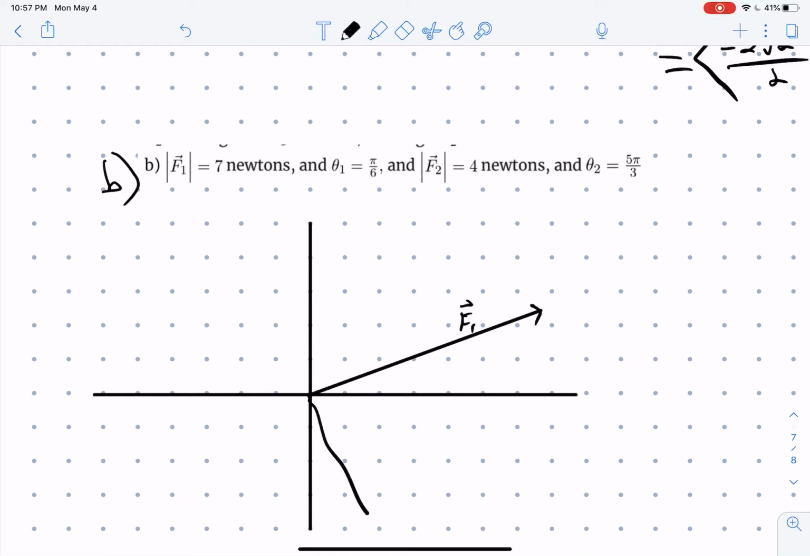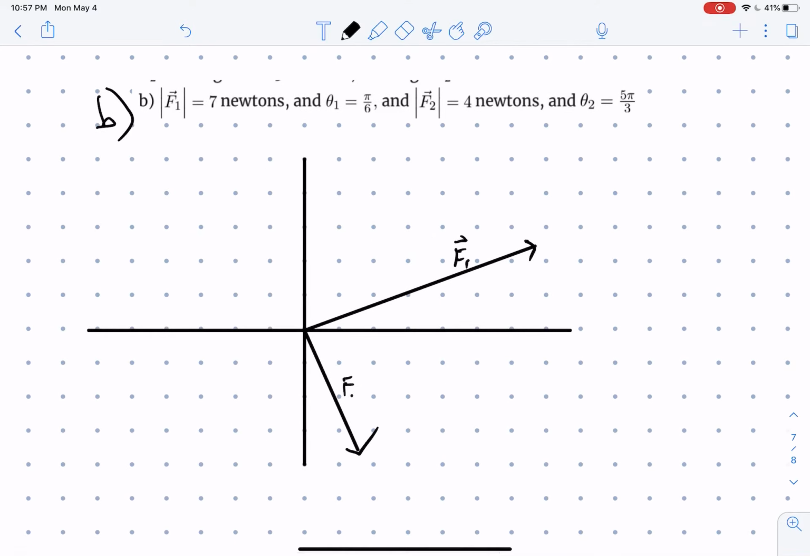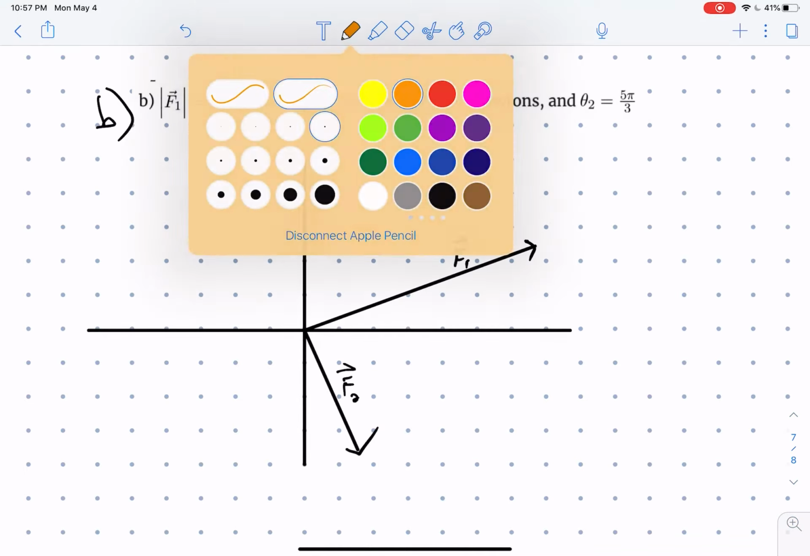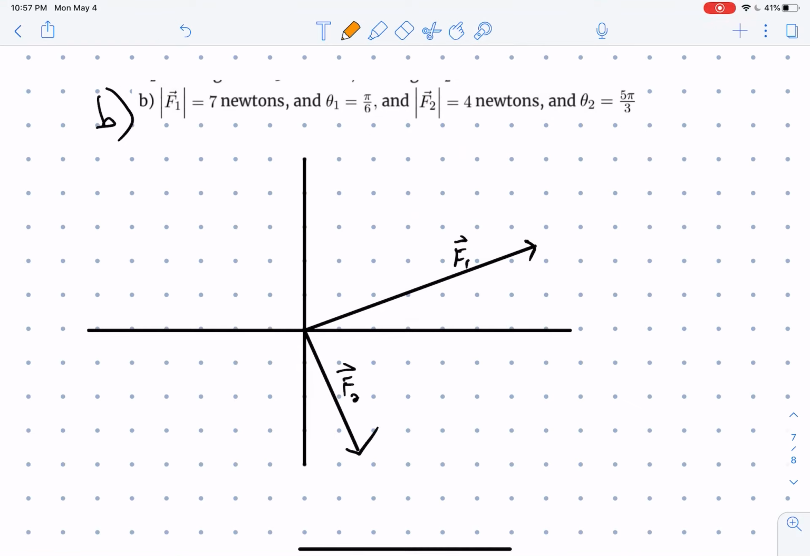So, there, and let's see, right about there. This is our F2. Now, I can tell already that our final vector is going to be something like that. That's going to be our vector F.